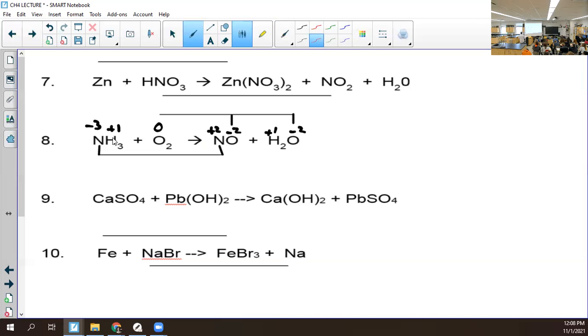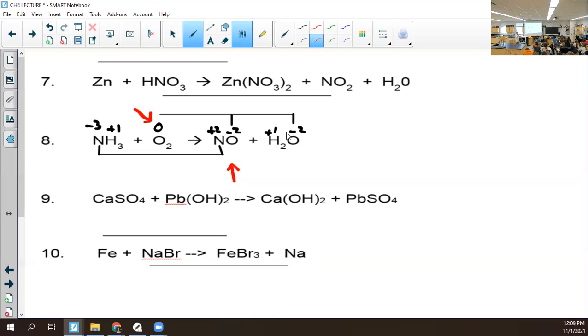H is always a +1 when it's with a nonmetal, a -1 if it was with a metal. Then elemental anything is always 0. If it's just the pure element, it's a 0. Then I came over here. Oxygen is a -2. Since there's one of them, it was making N be a +2. N doesn't want to be a +2, right? But how come it can be?